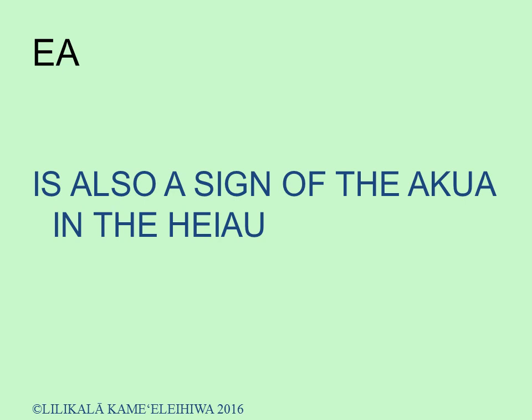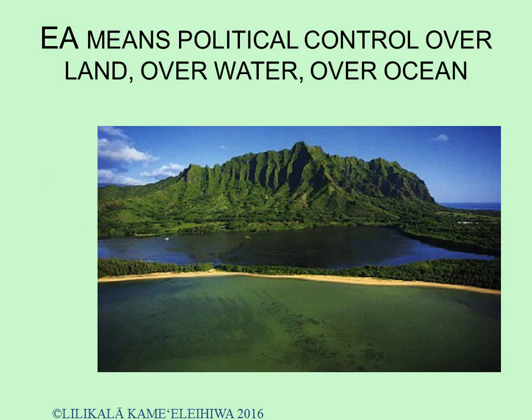So those divine elements, those great elements that are worshipped at the temple, when they're there, then the chief, or the mo'i, or perhaps the mo'i wahine, because mo'i wahine did go to Luakini temples, unlike most women, and they were supreme rulers, so they had ea. What does ea mean? It means political control over land, over water, over ocean. That's what ea means. It is that power that the akua give to our political leaders.